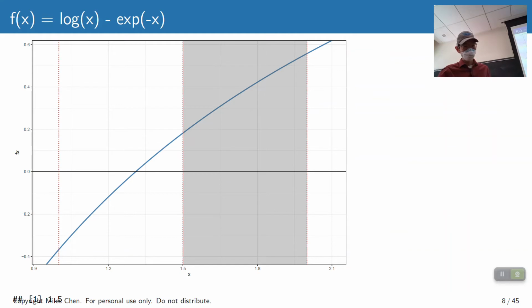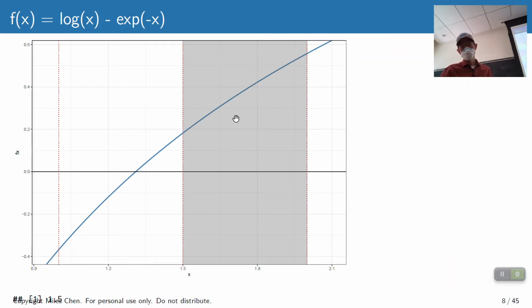To illustrate, this is kind of what it looks like. We started off with x on the left being 1, x on the right being 2, here's my midpoint at 1.5. We can see this has negative and this side is positive. So we're going to throw away the right-hand side.